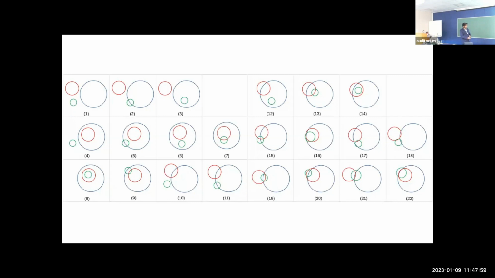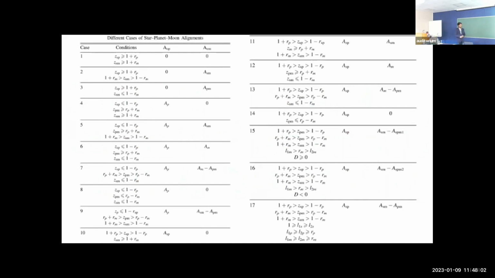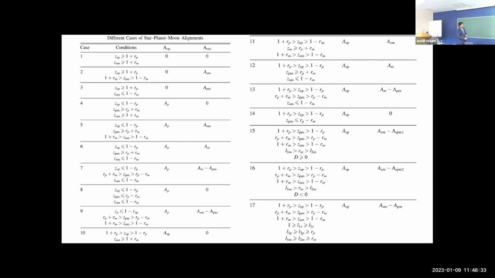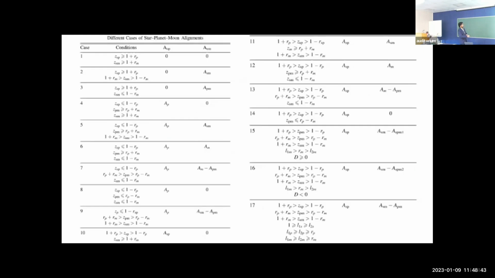Now, for these 22 cases, I have shown here the conditions at which each case applies. Actually, the first few cases are very simple. We can find them just from the separation between these two bodies. But for the last few cases, we have introduced another factor: the distance from one body's center to the intersection point of the two bodies. That is a unique approach from our side, and it made the conditions very simple. And these, AOP and AOM, are the areas occulted by the star, by the planet and the moon.